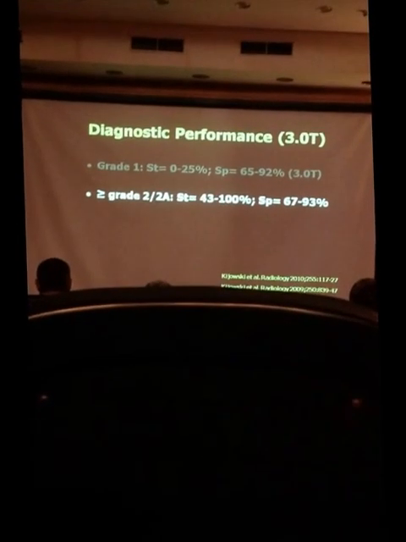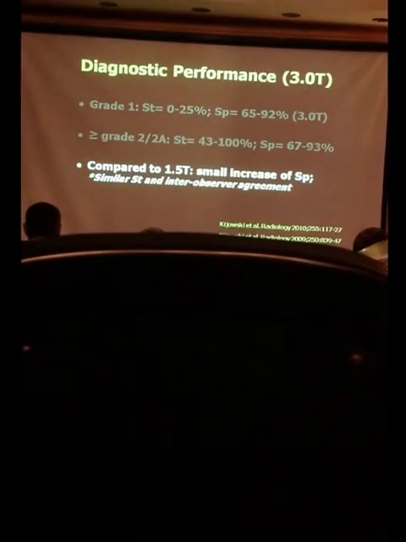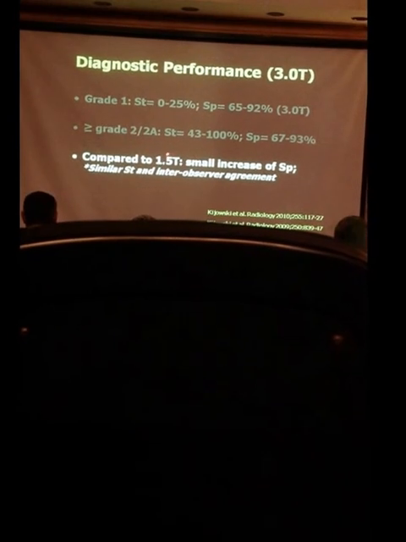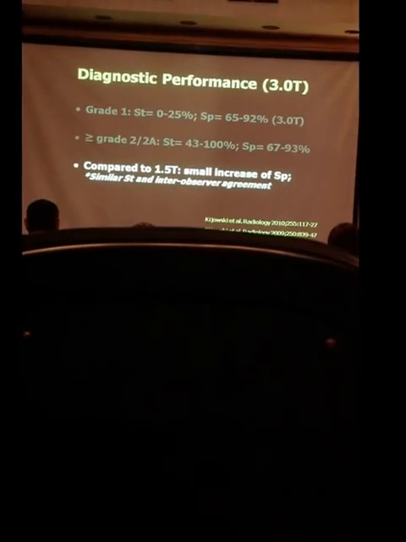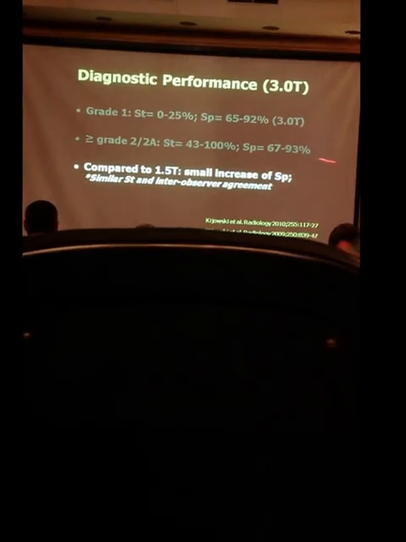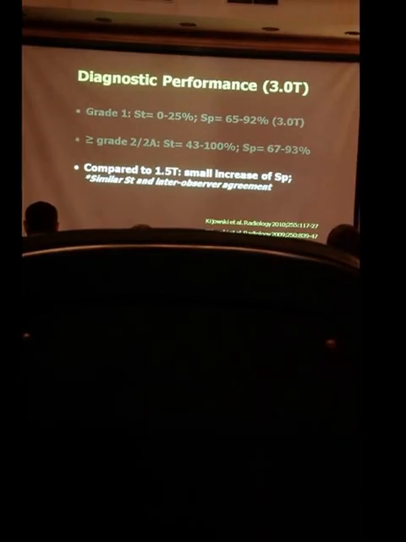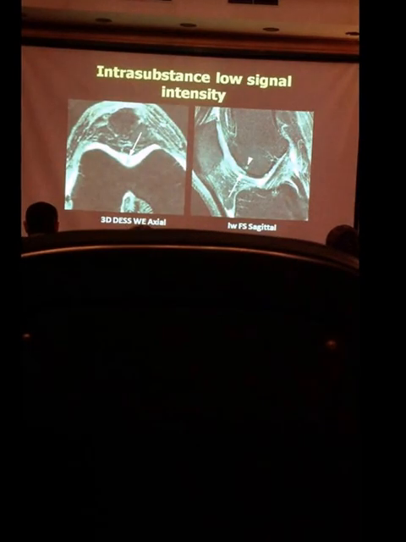Specificities are not there for all grades. And when we compare what is available in the literature, 3 Tesla with 1.5 Tesla, which is widely available, way more than 3 Tesla, we don't have a lot of difference regarding detection of cartilage pathology. We only have a small increase of specificity. We have fairly similar sensitivity and similar inter-observer agreement when comparing both methods. So we can use 1.5 or 3 Tesla to detect cartilage pathology. Of course, we have to take into account other parameters of software and hardware when talking about assessment.